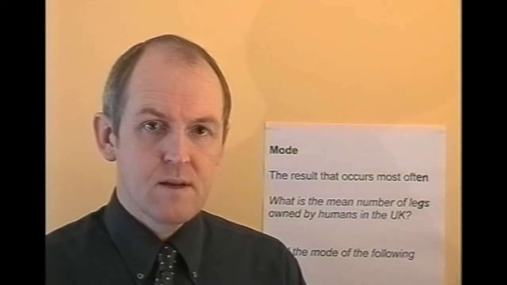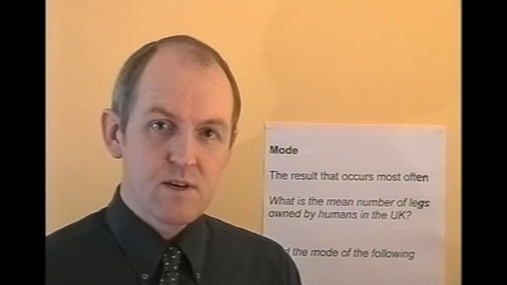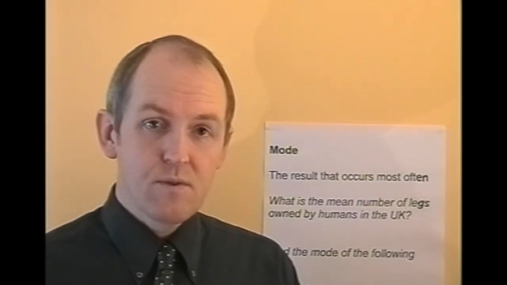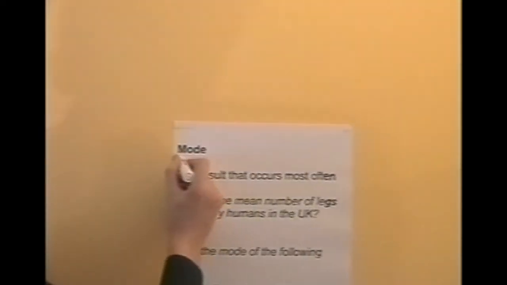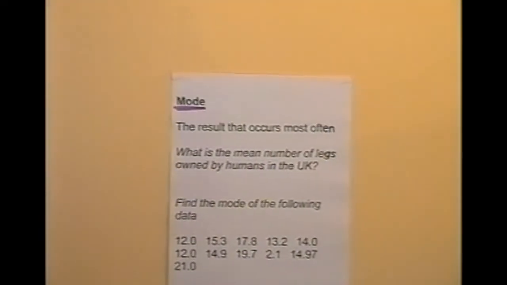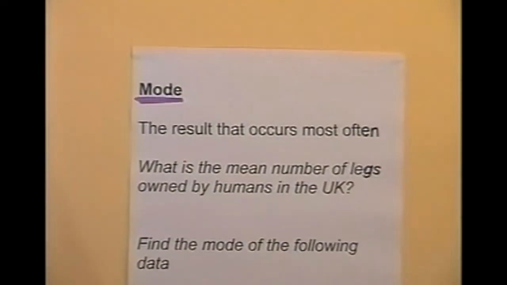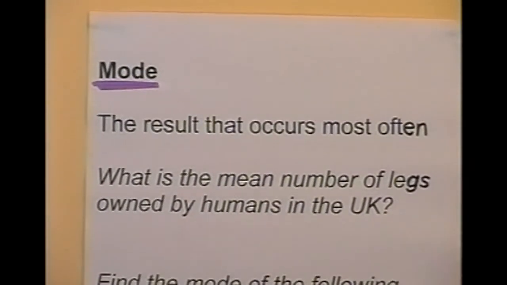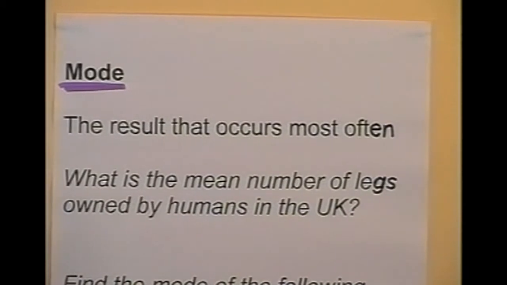Now, so far we've looked at mean and median. The third aspect of central tendency we're going to look at is a value called the mode. So the mode simply means the result that occurs most often. The result that occurs most often. And sometimes this can tell us more than the mean.